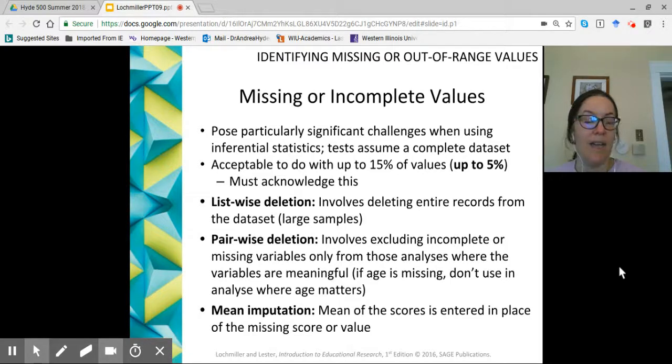So I just finished saying that if you have a large enough data set, some missing data is going to be okay, but it's always a threat to your ability to make some kind of claim about your hypothesis. It's always going to threaten the confidence that you're going to have in making a statement about what you find from your data. But still, the authors of this textbook say it's acceptable to go ahead and run your tests and present your results with up to 15% of your values missing or incomplete.